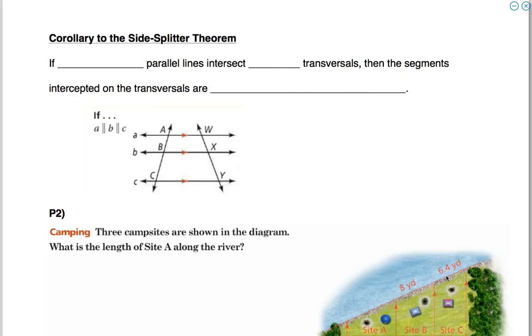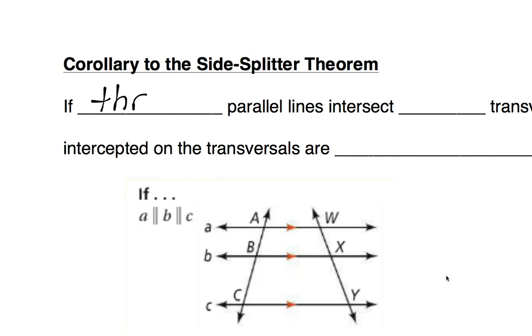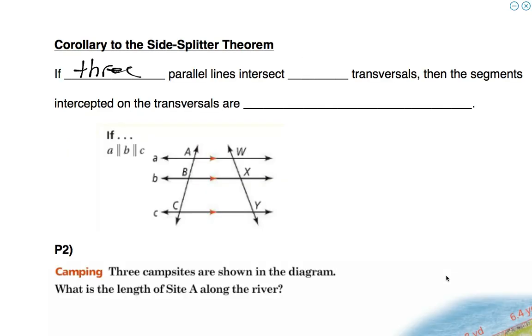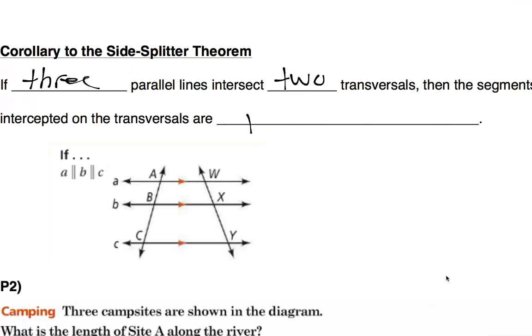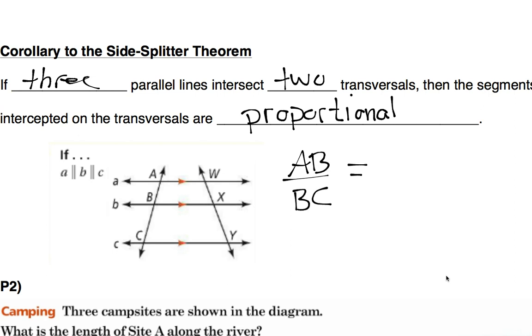All right, corollary to the side splitter theorem. If 3 parallel lines intersect 2 transversals, then the segments intercepted on the transversal are proportional. That means that AB over BC equals WX over XY. We could flip that. We could go left to right, right to left as well.